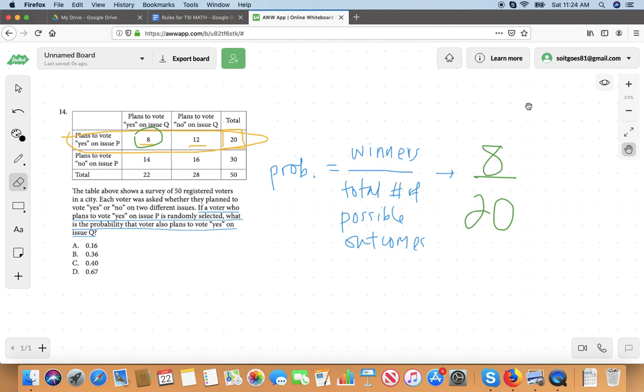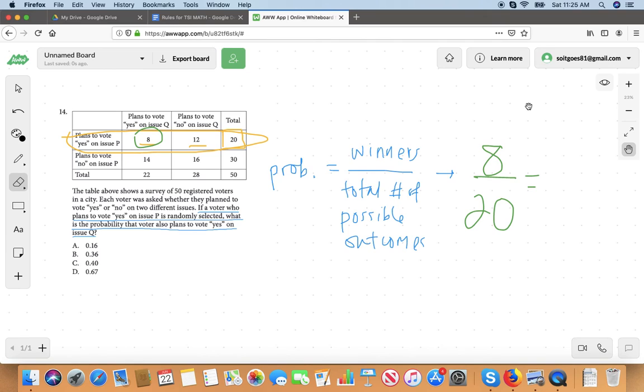If they had asked what's the probability that the voter also plans to vote no on issue Q, I'd pick 12. That's 12 out of 20. But it's asking which one plans to vote yes on issue Q. Clearly, that's 8 out of those 20 total voters. So the probability is 8 out of 20. But notice I don't see 8 out of 20 in the answer choices. I don't see any fractions, I only see decimals. So we've got to convert that 8 out of 20 into a decimal.